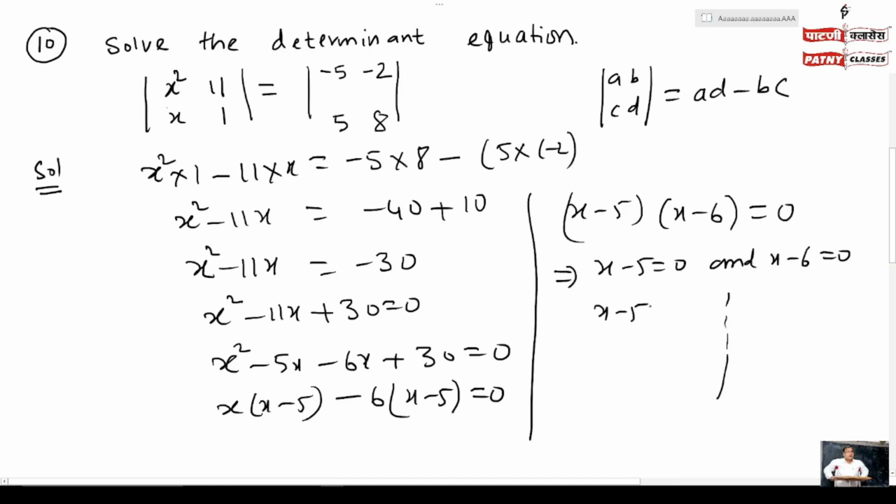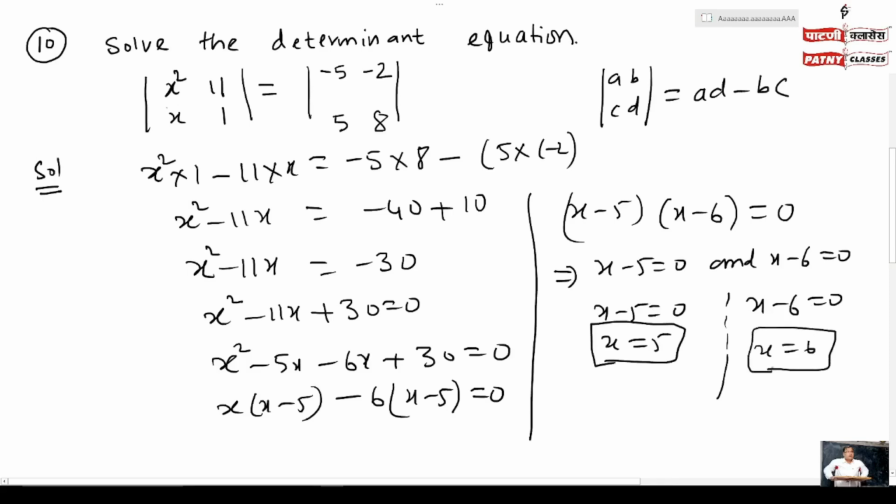x minus 5 equals 0. Therefore, x equals 5. x minus 6 equals 0. Therefore, x equals 6. Therefore, the solution is x equals 5 or x equals 6.